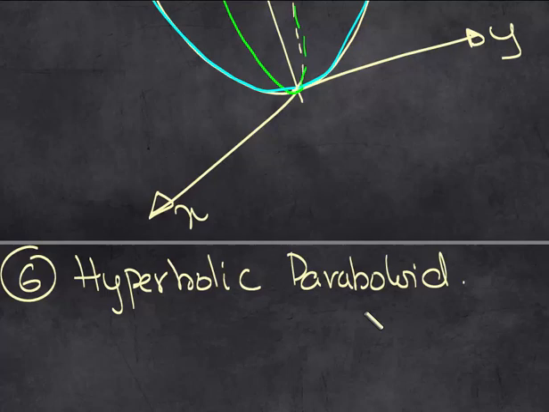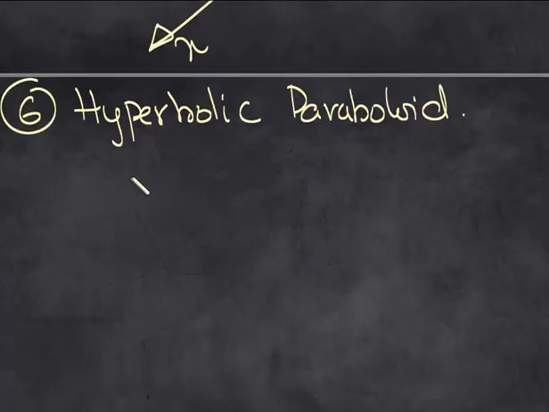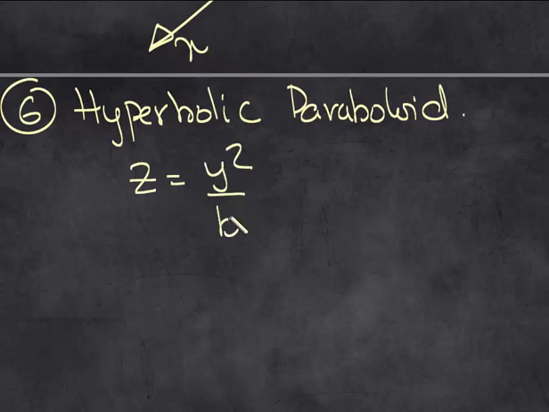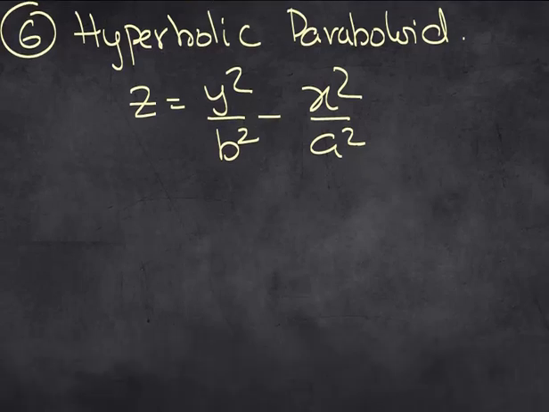Hyperbolic paraboloid. This one is the hardest one to graph, so I'm not even going to graph this one, but it's harder to graph and even to visualize. It looks really weird. But let me just give you the equation. So you have z is equal to y squared over b squared minus x squared over a squared. It's very similar to the last one, except what do we have in the middle now? A negative.